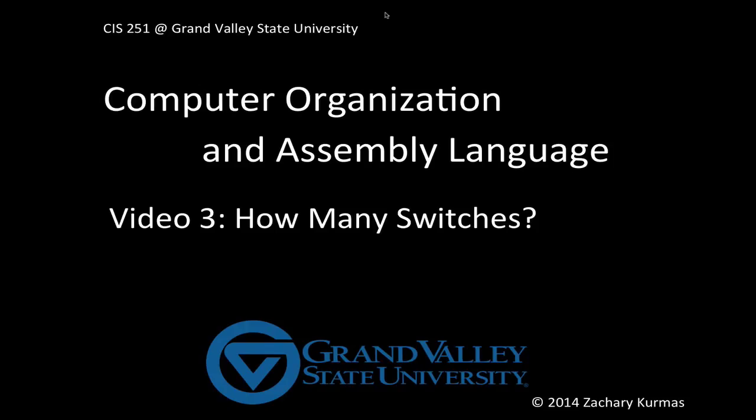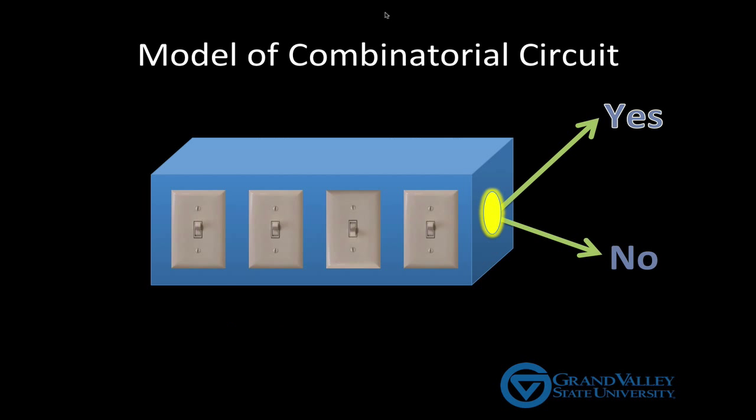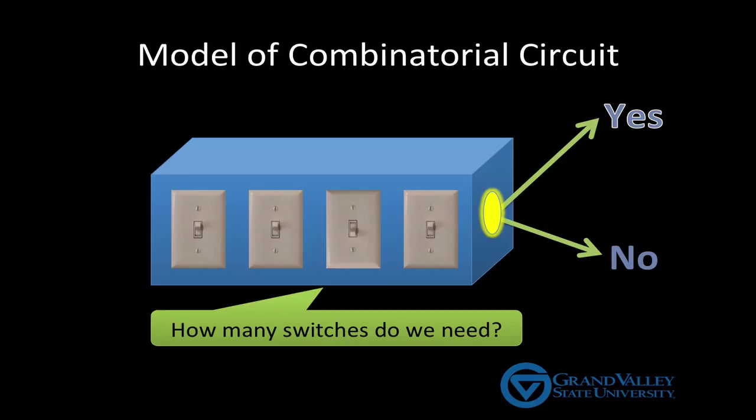The first video provided an overview of the course and showed how to build a combinatorial circuit, which I presented as a blue box that can answer yes/no questions about integers. This box uses a light as output, on for yes and off for no, and a series of switches to specify the integer we're asking the box about. This video will discuss how many switches the box needs.